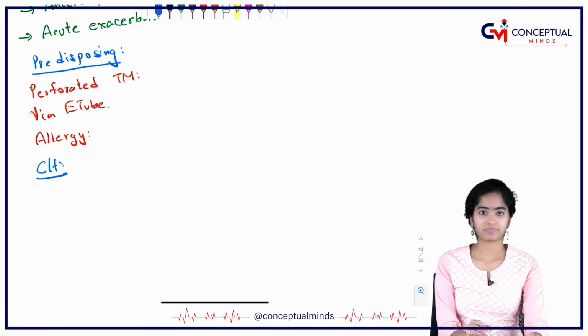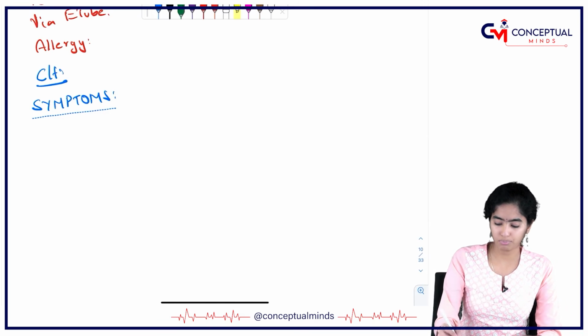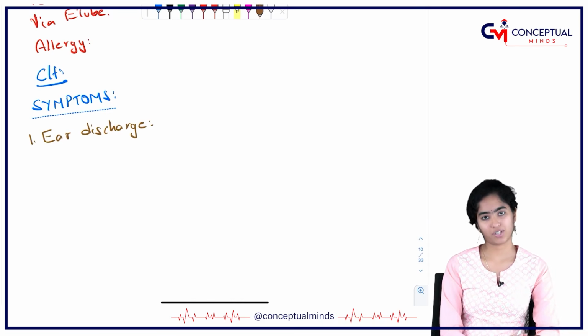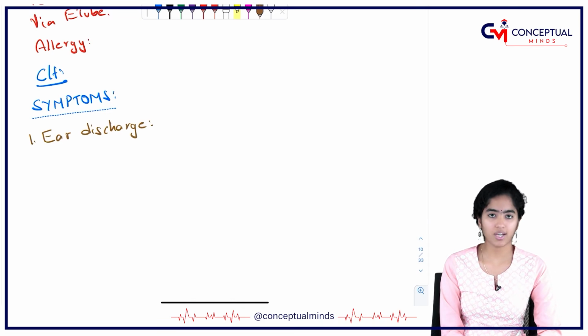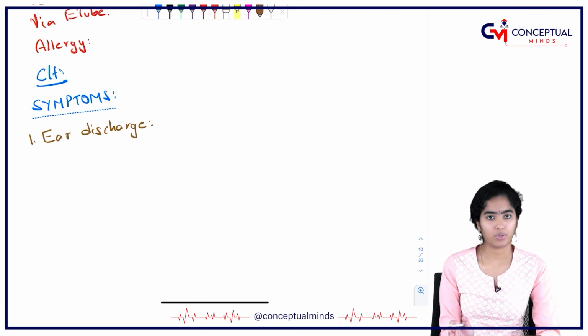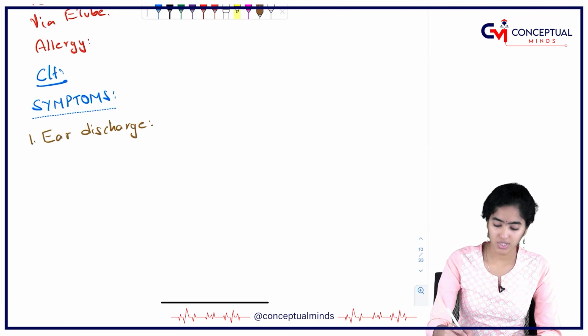Now let us see the clinical features of tubotympanic type of CSOM, both the symptoms and the signs. The symptoms that we observe, first and most important, is ear discharge. This is usually the presenting complaint of the patient. And how is the discharge? It is odorless. It could be mucoid or mucopurulent, profuse or scanty. It's usually moderate in quantity, neither profuse nor scanty.